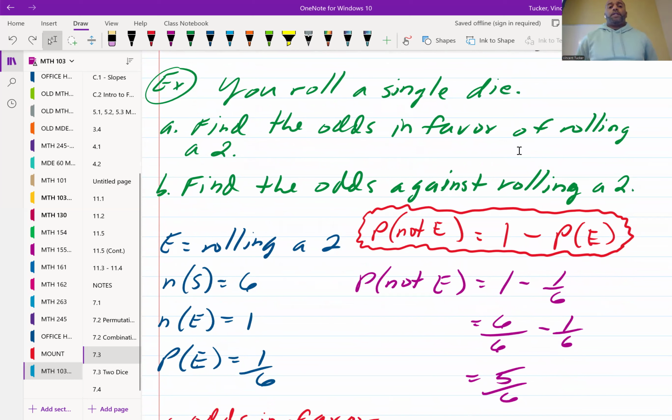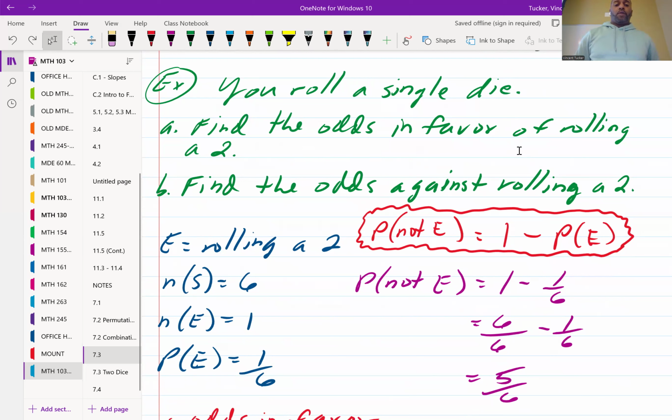So once again, you roll a single die. You want to know the odds in favor of rolling a two, and the odds against rolling a two. When rolling a two, our sample space is 6. We talked about a die before. Sample space is going to be 6, unless they tell you different. If they tell you it's a 12-sided die, then your sample space number will be 12. But normally your die is 6.